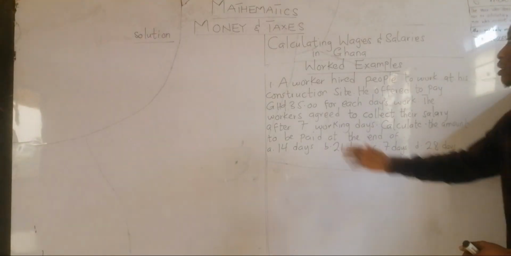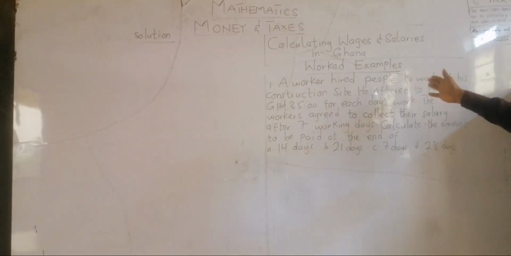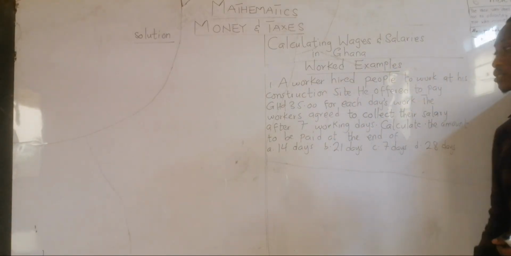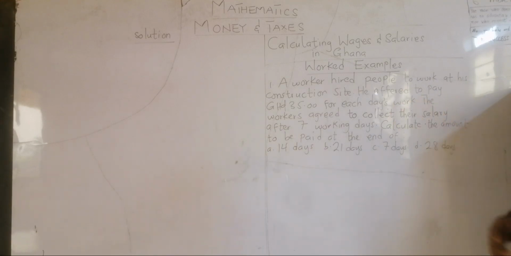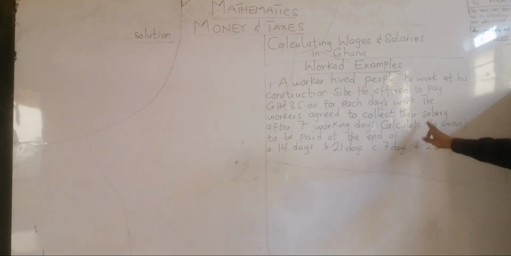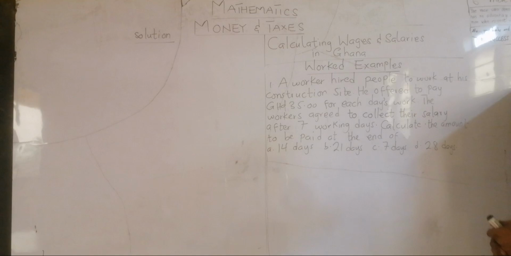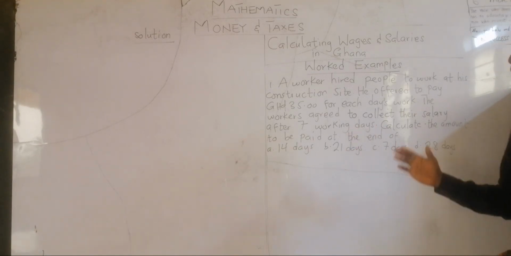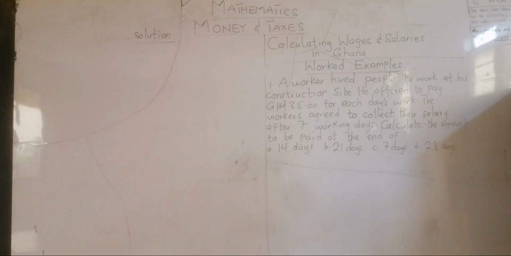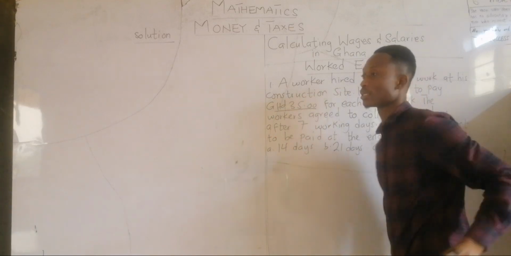It says that a worker hired people to work at his construction site. He offered to pay 35 Ghana cedis for each day's work. The workers agreed to take their salary after 7 working days. Calculate the amount to be paid at the end of A, 14 days, B, 21 days, C, 7 days, and D, 28 days. According to the question, each worker will be paid 35 Ghana cedis.